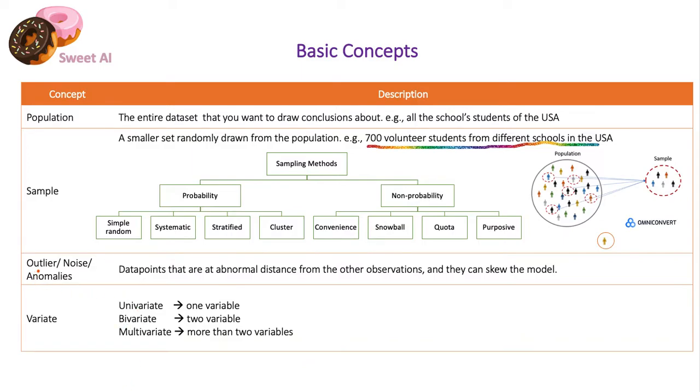Now let's talk about outlier, noise, and anomalies. Outliers or noise are data points that are at an abnormal distance from the other observations. As you see here, this is an outlier because this data point is at an abnormal distance from the other observations, and they can skew the model. And now let's talk about univariate, bivariate, and multivariate. When we have one variable, we say univariate. When we have two variables, we have bivariate. And when we have more than two variables, we say multivariate.